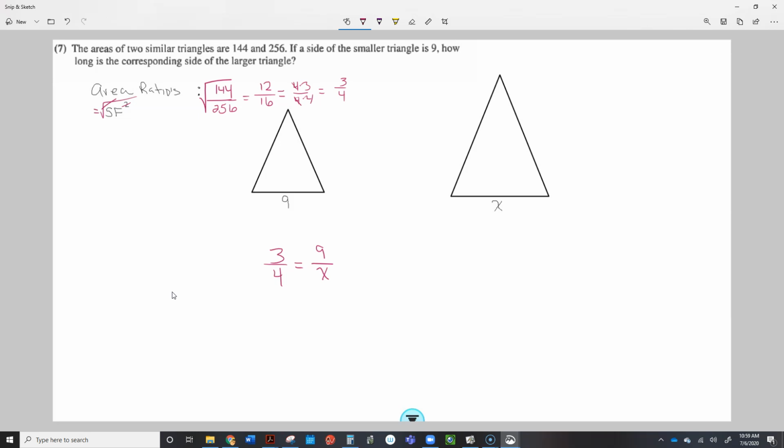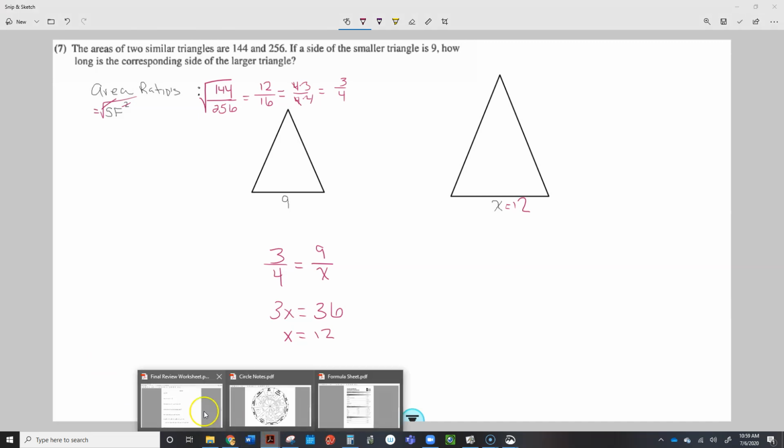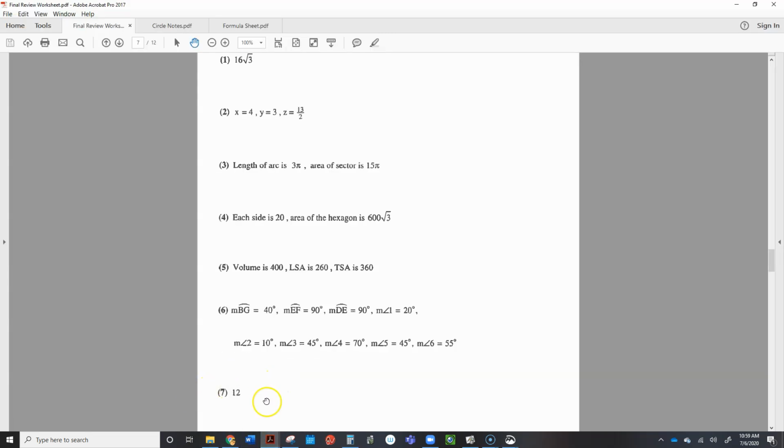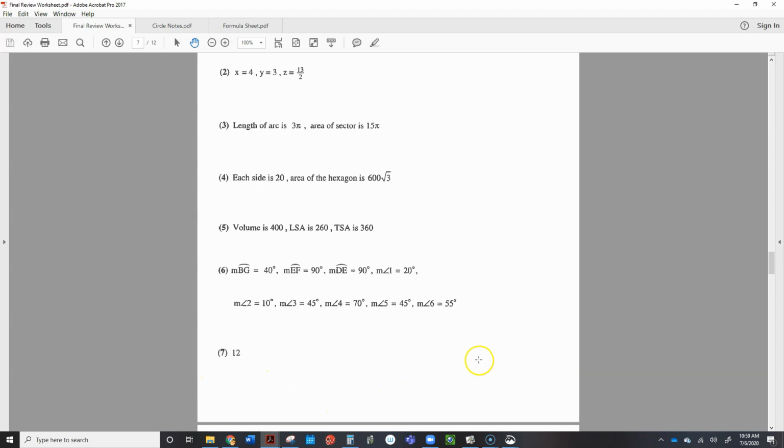And now I'm going to cross multiply and divide. So 3x is equal to, I think 4 times 9 is 36. So that means x is equal to 12. So this side length right here should be 12. And I believe that's what we just saw a peek of. Yeah, number 7 right there is 12.